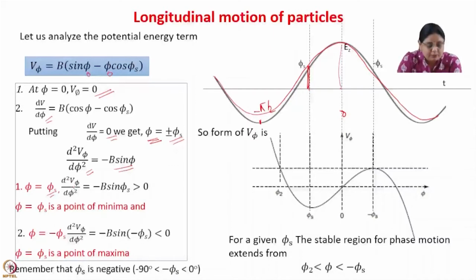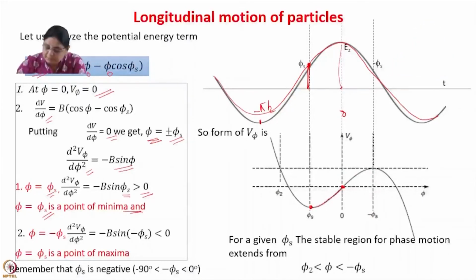Now let's take the first value, phi equal to phi_s. We get d2V by d phi square equal to minus B sin phi_s. Now phi_s is a negative value because it lies between minus pi by 2 and 0. So this quantity will be greater than 0. So phi equal to phi_s is a point of minima for the potential. We saw that the potential is 0 at phi equal to 0, and at phi equal to phi_s we have a minima.